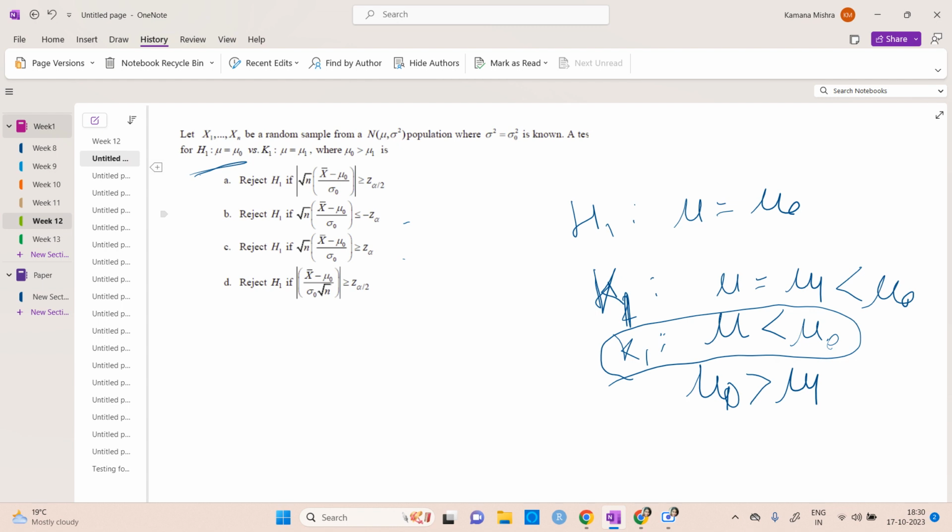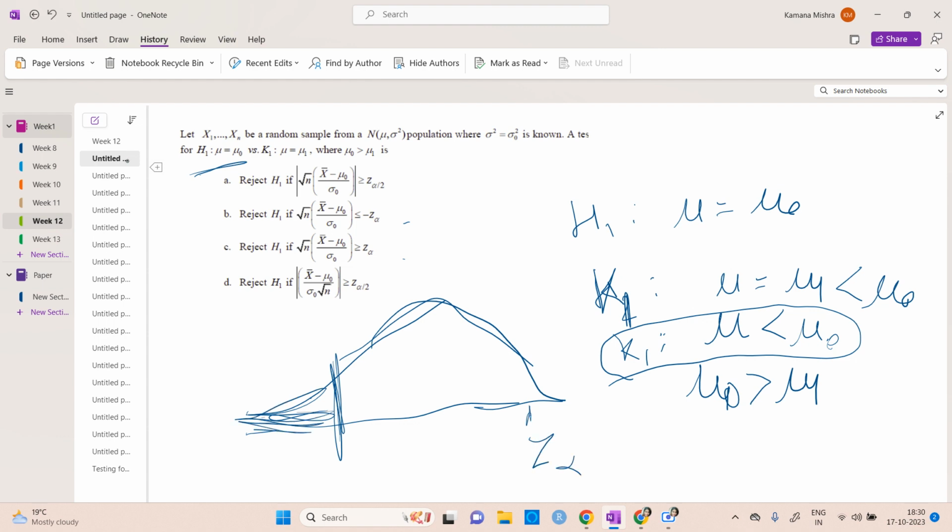So now what is given here is that the rejection region is when it is less than mu naught. Okay, so less than, that means here. So this would be the rejection region, right? Here, if we have the right side, then we take z alpha, and if it is here, then we take minus z alpha, right? So this would be the answer.